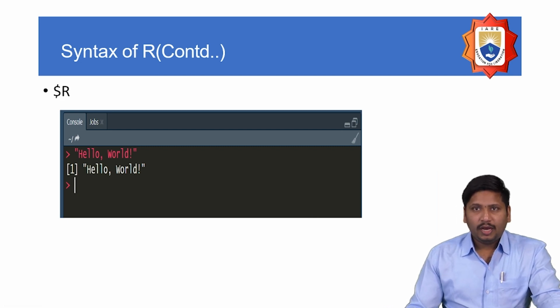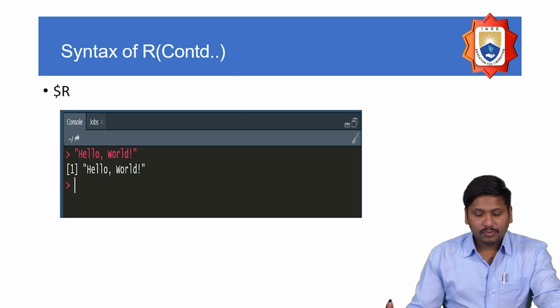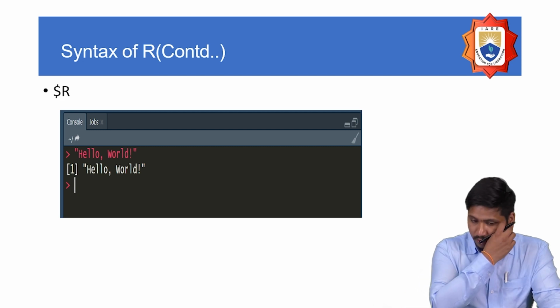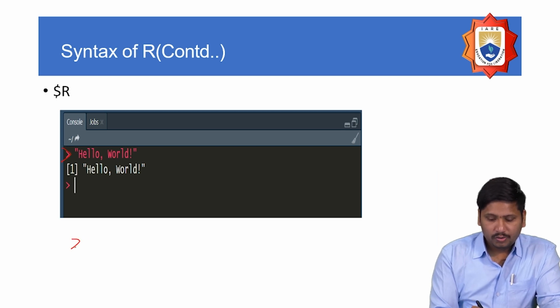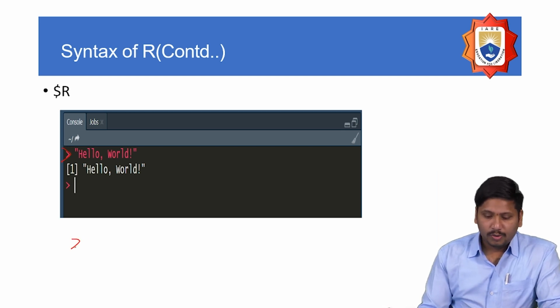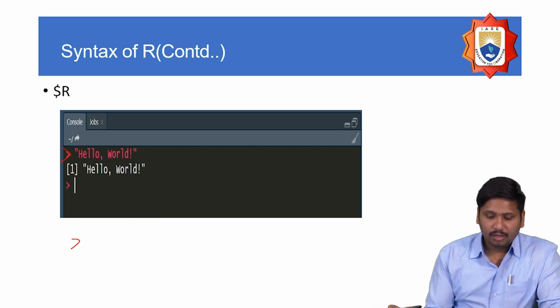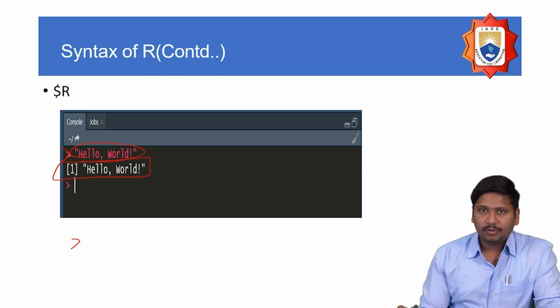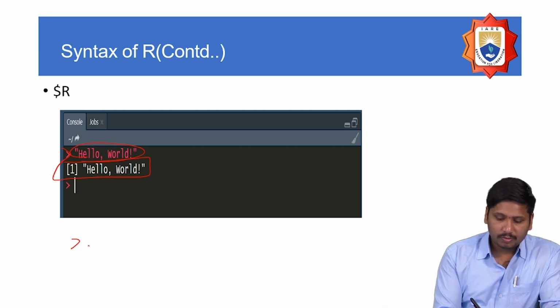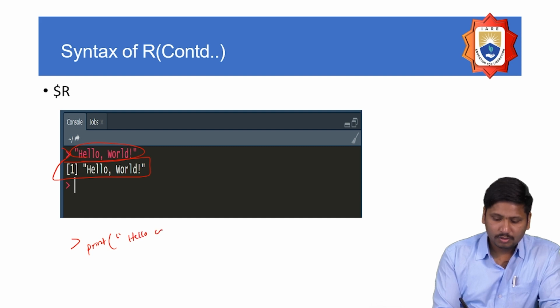So if I'm going to take the R console here, what will happen is the console looks like this, with this arrow mark. If I write or print something here, suppose hello world, I type print hello world, and then the output should become hello world.